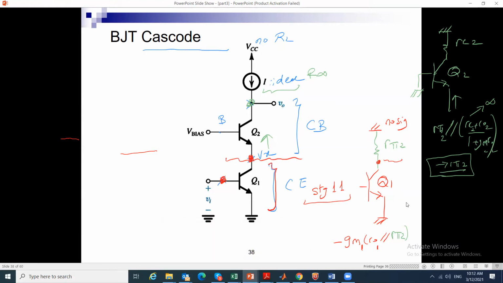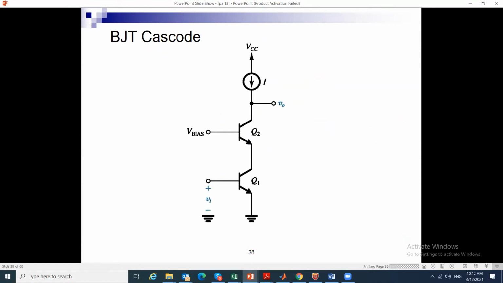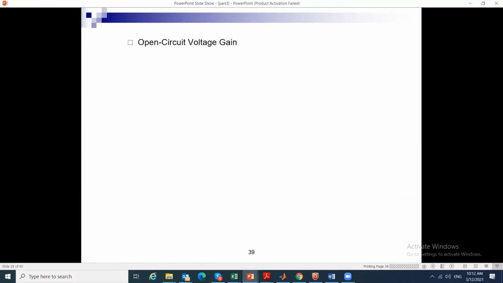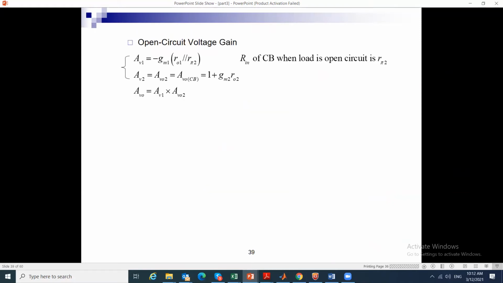So now, for this specific type, we can use the gain. We have the gain, it is minus gm1 ro1 parallel to ro2. For the second stage, since it is loaded with R infinity, the gain is the open circuit voltage gain for the common base, and it is 1 plus gm2 ro2. And the total gain is the product of the two gains. And you can use this formula automatically if you have a problem with a cascode with no load on it.